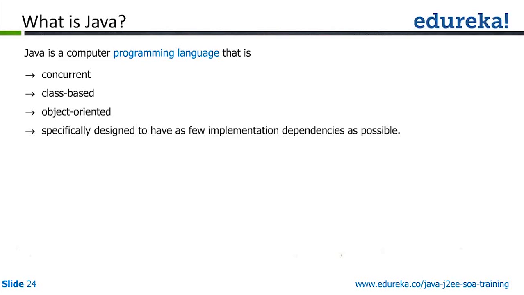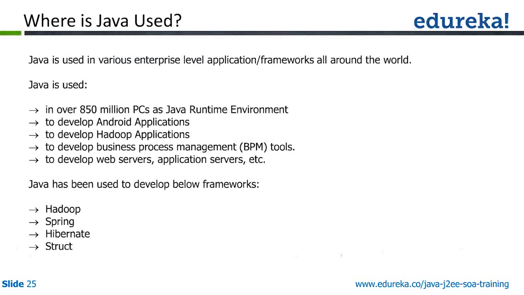And it's specifically designed to have as few implementation dependencies as possible. So this means that when you are actually working, there are many other classes, many other modules interlinked. When some changes are made, they should not break. Okay, you cannot overcome this 100%, but Java does provide a lot of features to make the dependencies as minimal as possible. So where is Java used?